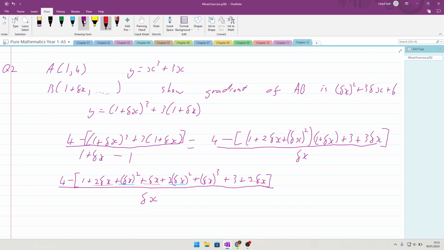So all in all, we end up with a delta x to the 4, no, to the 3, okay, plus 3 delta x squared plus 6 delta x plus 4, and then we've got still on the outside the 4 minus, and it still all needs to be divided by the delta x.